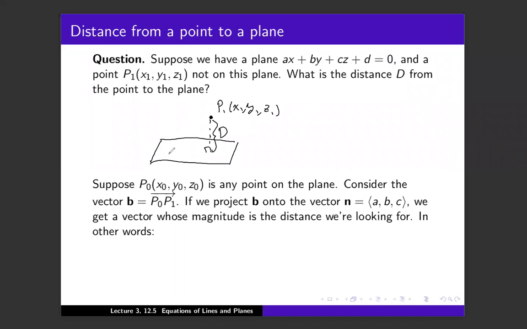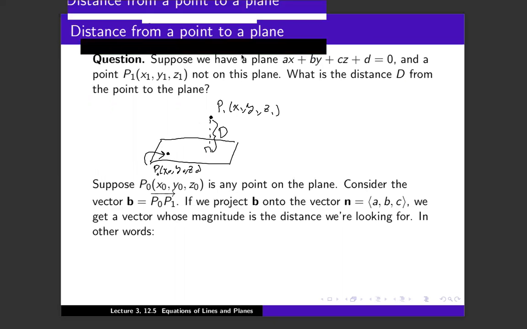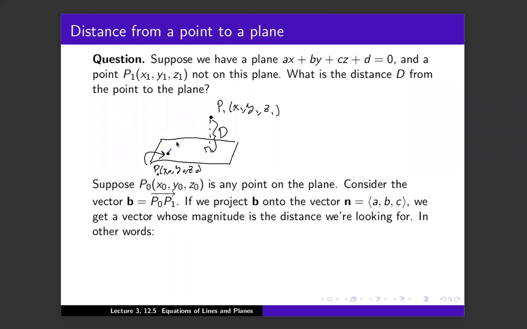Here's the idea. Suppose that you've got some other point, which I'm going to call point P naught, x naught, y naught, z naught. That's some other point that's sitting on the plane. It's any other point on the plane, actually. And I'm going to make another vector. The vector that I'm going to make is this vector b, going from P naught to P1.